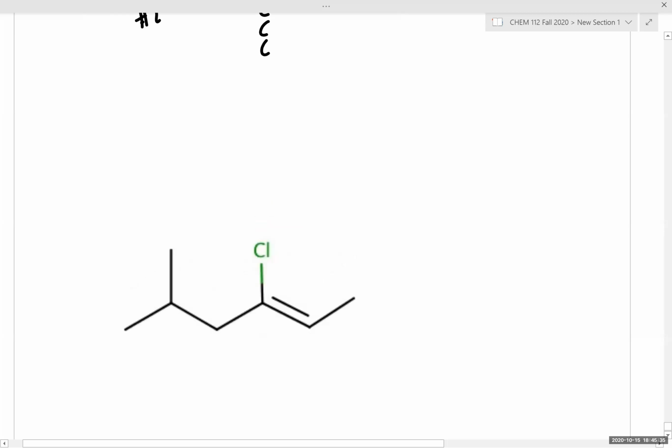So let's take a look at this following example. This one is not too bad. Let's give everyone about 2 to 3 minutes, and I'd like you to assign the configuration at the following alkene. And if there's any part that you have a question about, don't be shy to ask a question verbally or in the chat, and don't be shy to share your proposed responses.